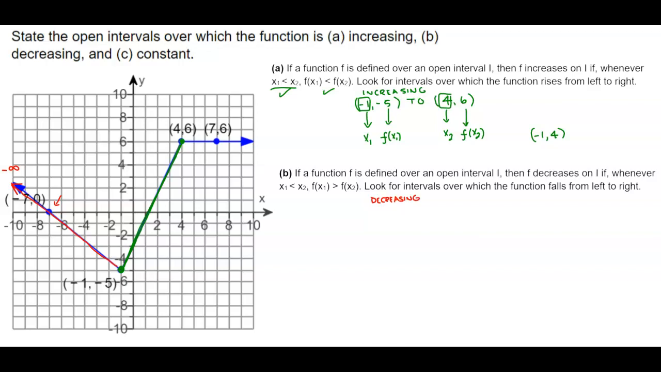So there's an ordered pair that represents -7 and then 0, and it's going towards -1 and then -5. Okay, so let's take a look at this one. This is x1, and this is x2. Is x1 less than x2? Yes, -7 is less than -1. That checks. Now we need to look at the outputs.